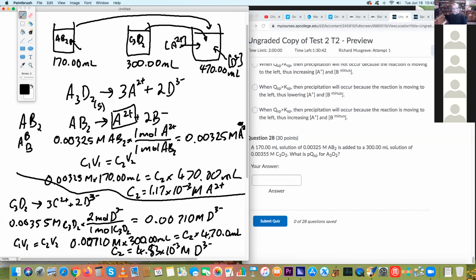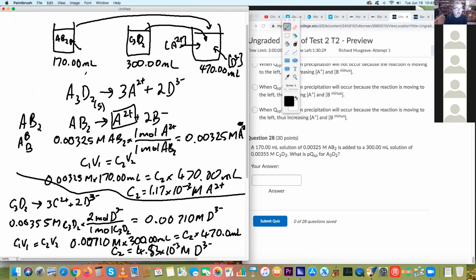So remember, we're only interested in A2 plus and D3 minus here, so that we can investigate whether or not that QSP ends up being greater or less than the KSP. But in this case, we have to figure out what the QSP is. I'm going to do that over here in the top corner. So the Q then, or the QSP, is going to be A2 plus cubed times D3 minus squared.